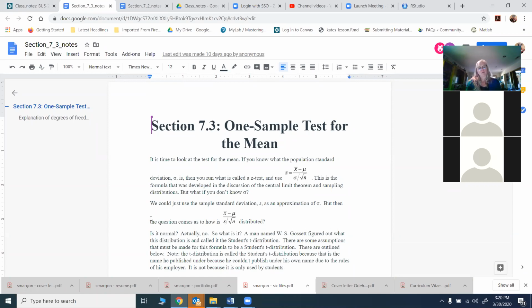Gossett at the time worked for a company that I'm sure you've never heard of. It was a company in Ireland called Guinness. Never heard of that one, right? I drink Guinness all the time, but that's beside the point. I'm sure some of you also drink Guinness. And it really was Guinness, the brewery. He worked for Guinness. He was a chemist hired by Guinness.